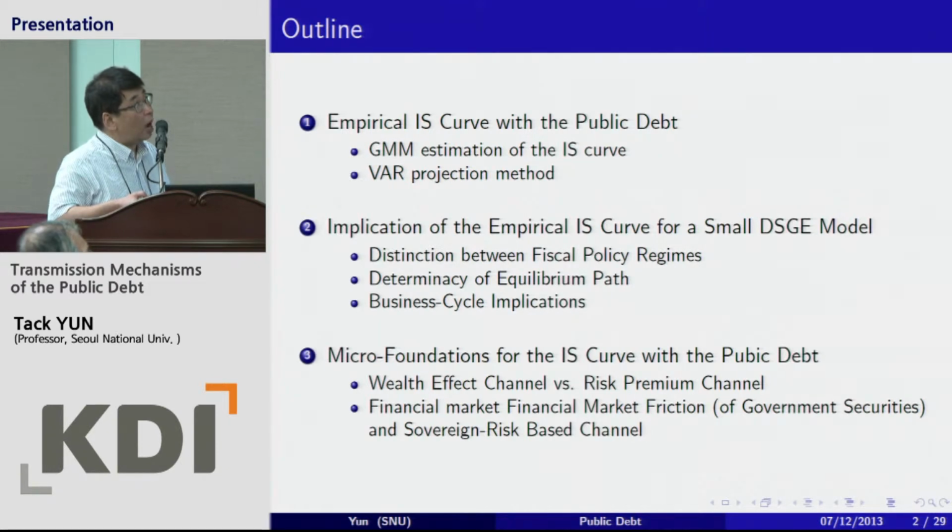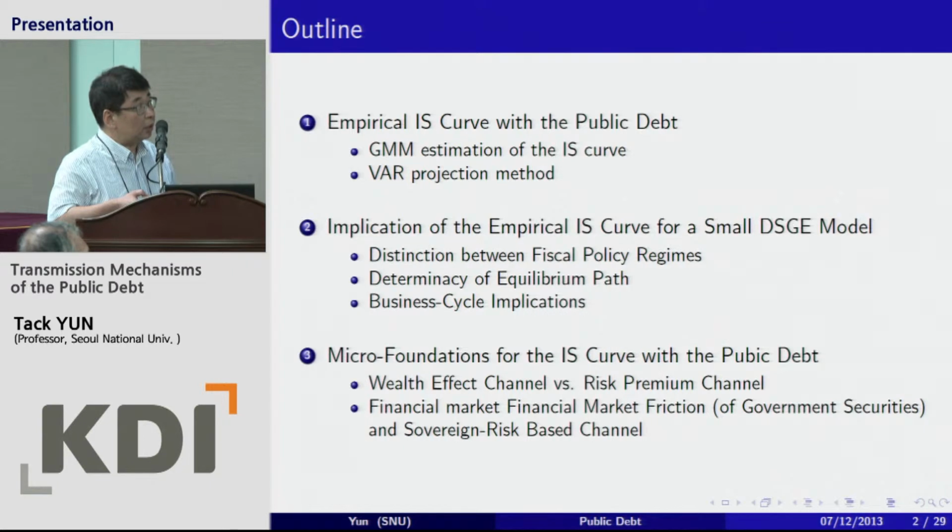Contrary to the Wealth effect, the empirical IS curve that I have is a non-Wealth effect. And then I put that IS curve into the small DSGE model, and try to see what would be the implication for the determinacy of the equilibrium path, and what would be the implications for the business cycles. In the second part, I just used the prototypical linearized New Keynesian model.